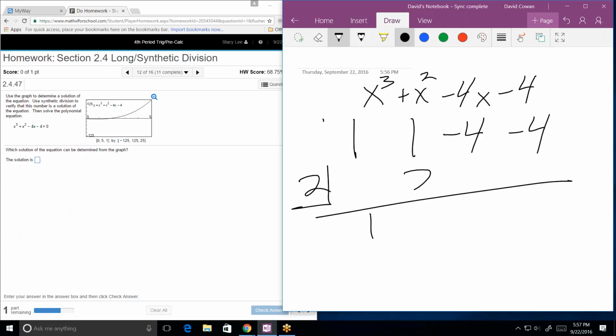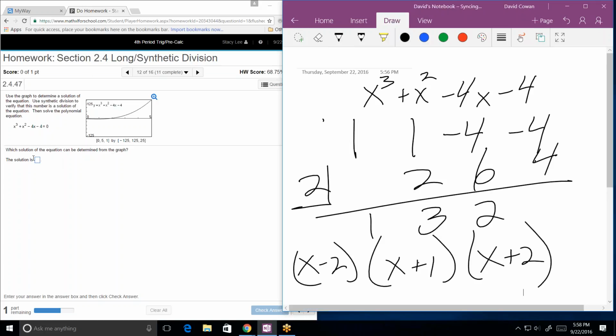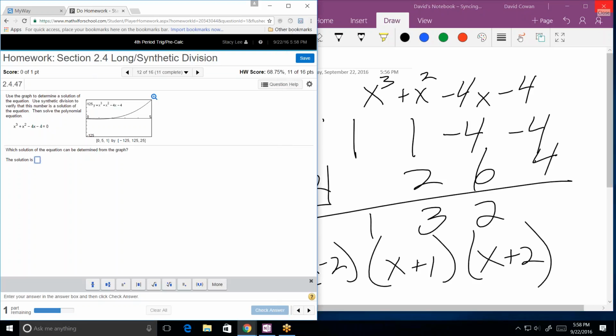And what I get is x squared plus 3x plus 2. So I get x minus 2 as one factor, and the other factors must be x plus 2 and x plus 1. So my three zeros are 2, -1, and -2. Okay. Now, 2, comma, -1, comma, -2. Is it worth your time to have me show you how to solve that by grouping?